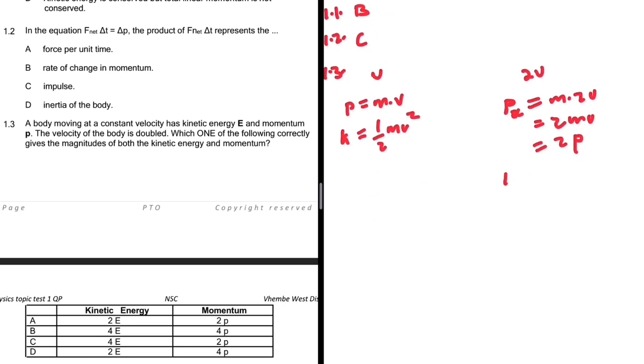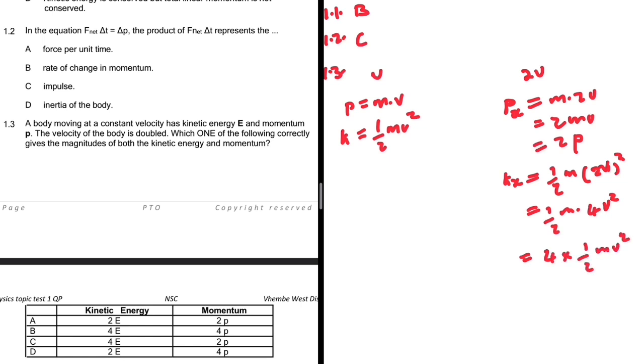Now let's take a look at kx. We're going to have a half m, and instead of v, we have 2v, and we square that. This is going to be equal to a half m multiplied by 4v squared. This is equal to 4 multiplied by a half mv squared. We know fully well that a half mv squared is just k. So kx, the new kinetic energy, is 4 times the initial, and the momentum is 2 times the initial.